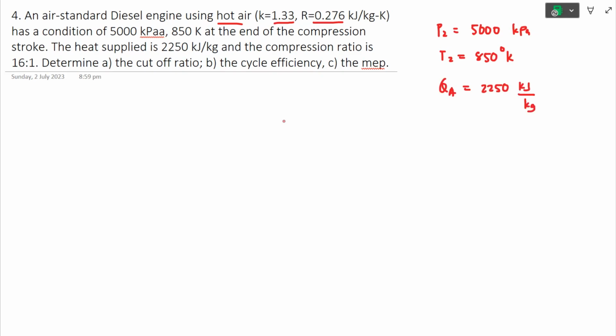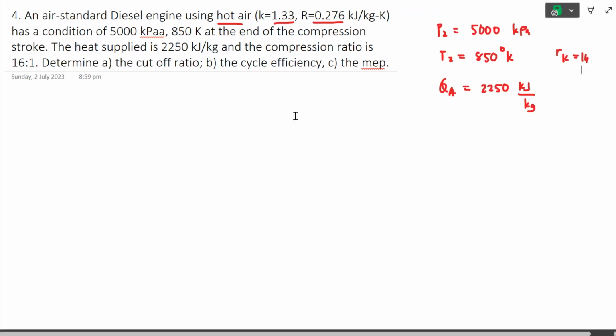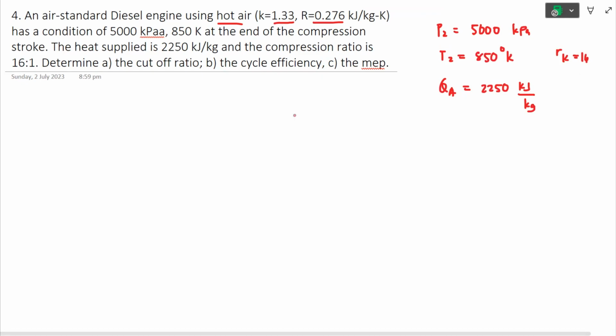And then the compression ratio rk is 16 to 1 or 16. Kapag sinabing 16 to 1, 16 to 1 ratio pa rin yun. Divide nyo na lang. Okay, determine the cutoff ratio, RC. Yung RC, pwede kong makuha ito using yung relationships between T3 and T2, kung meron akong T3.